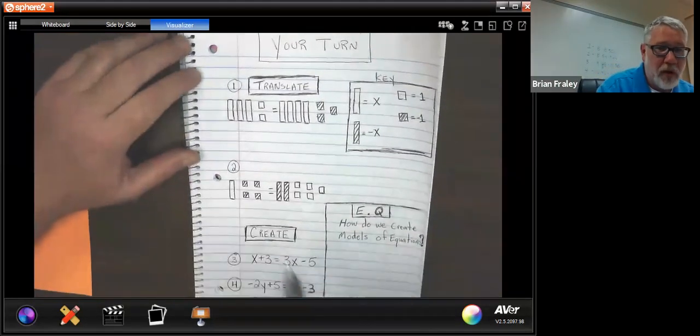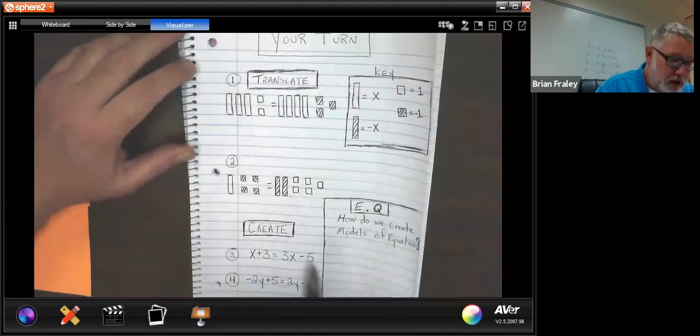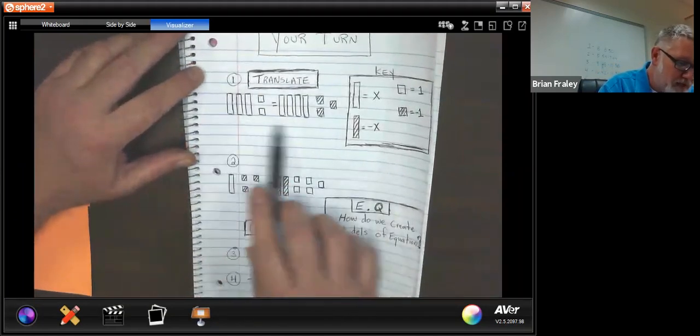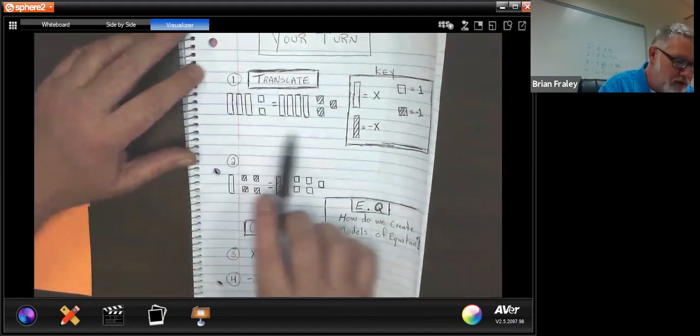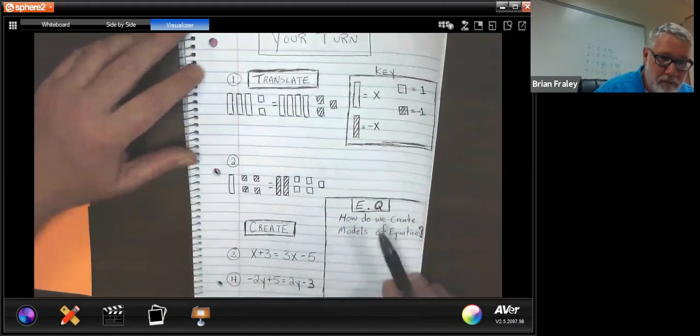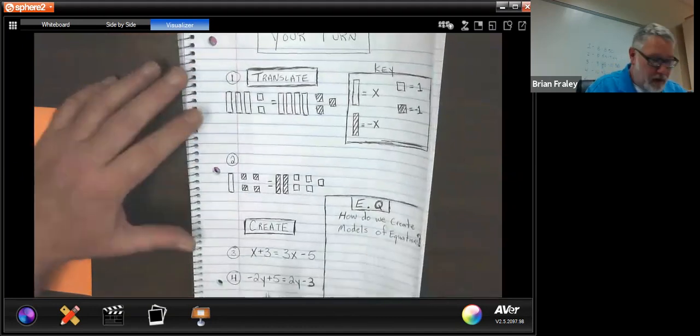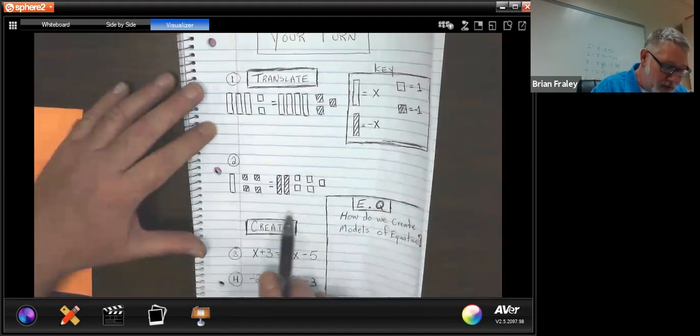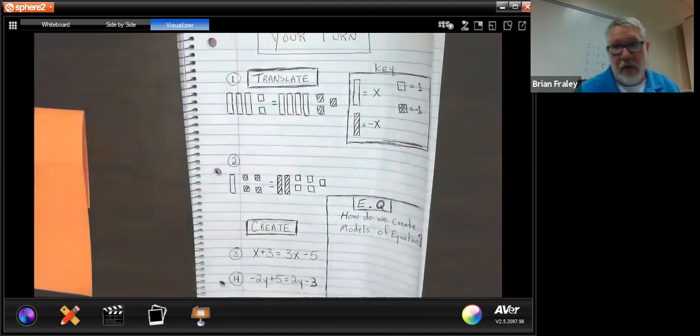All right. So here's what you're going to do first, guys. You're going to translate this model into an equation. So go ahead and do that. Then you're going to go ahead and go down to number 2, and you're going to translate this model into an equation. You don't even have to solve them anymore.